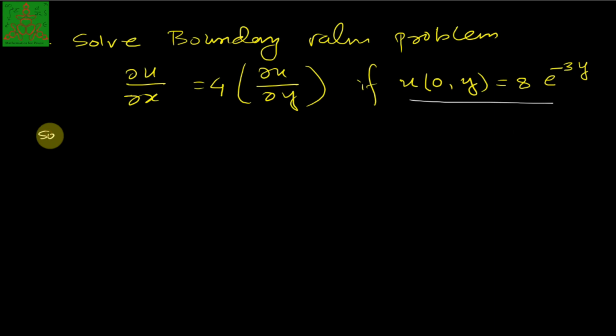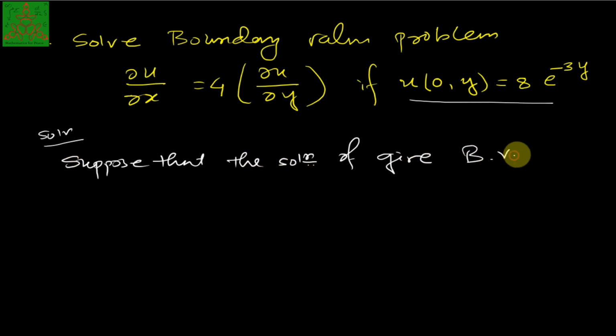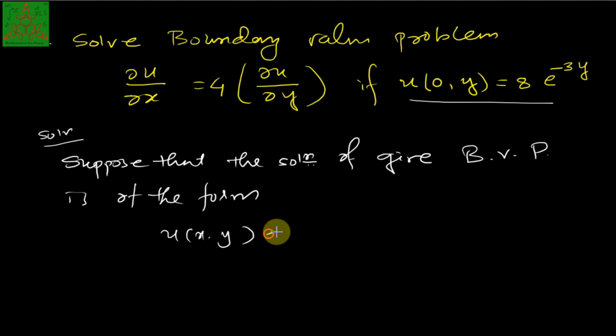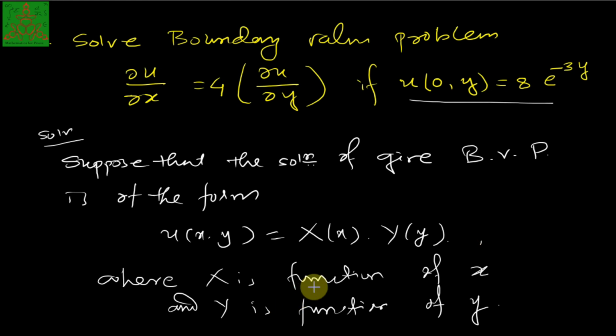As I have discussed, to solve this boundary value problem we need to assume our solution. Suppose that the solution of the given boundary value problem, BVP for short, is of the form u(x,y) = X(x) Y(y), where capital X and capital Y are functions of small x and small y. We will substitute this into the partial differential equation.